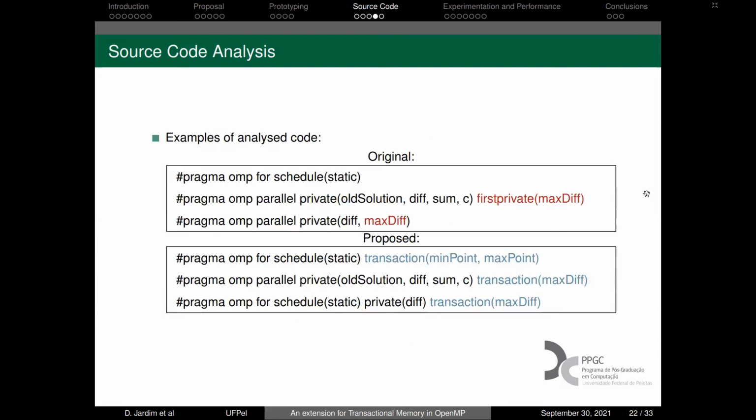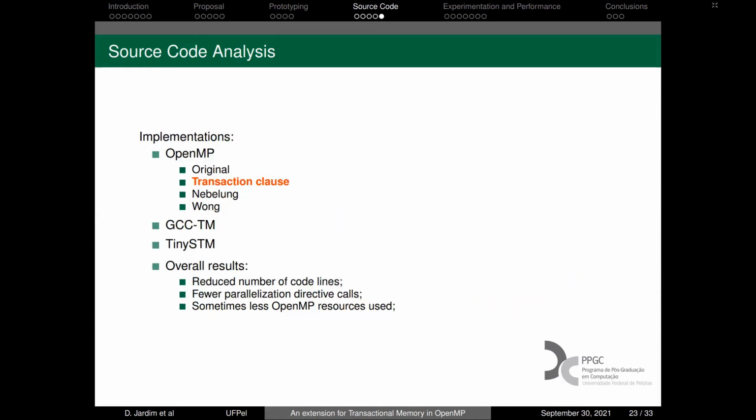Here's how it looks on the code itself. We have the original and the proposed interface. In red are the pieces that are going to be changed or removed, and the blue are how it looks in our interface. So the analyzed source codes were the OpenMP implementation of the Cohesion problems, those same problems with the transaction clause, and also the Nebelung and Wong implementations, which were the related works that we compared to. We also analyzed some of the GCC TM implementations and TinySTM, and the overall results were that using transactional memory in these problems, there was a significant reduction in the number of code lines. There were fewer parallelization directive calls, and sometimes fewer OpenMP resources were used.